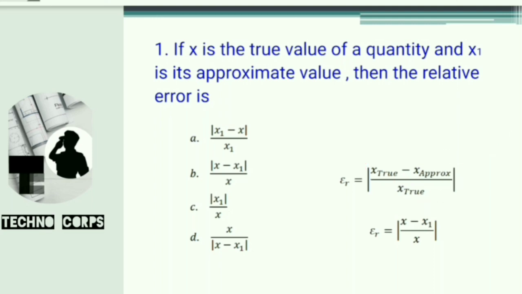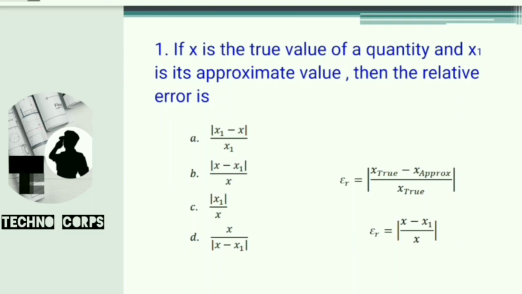Now what is absolute error? That is the difference between the true value and the approximate value. So this complete ratio gives the value of relative error. Because the true value is x and the approximate value is x1, the formula will be like this. So according to that, option B will be the correct option for this question.